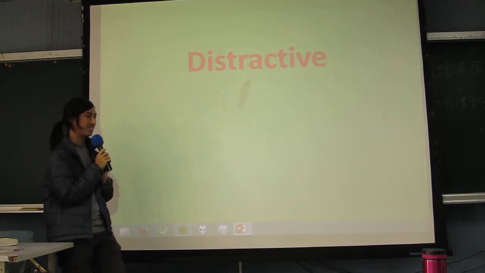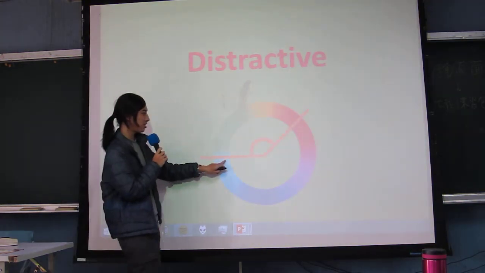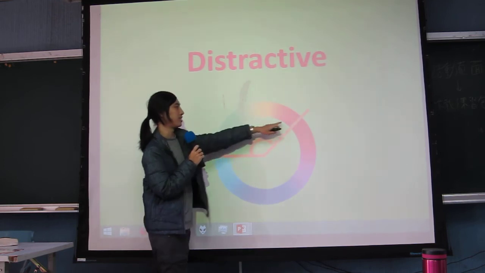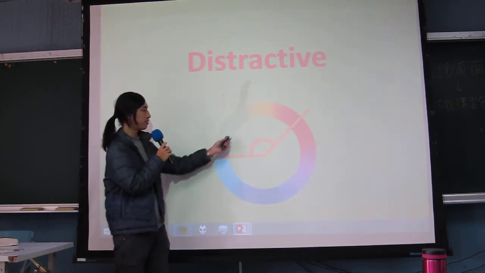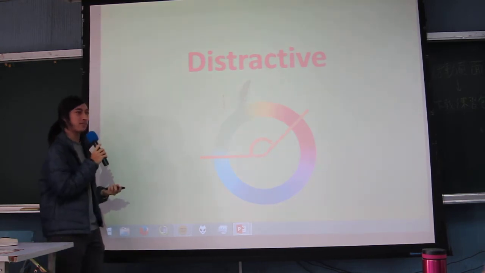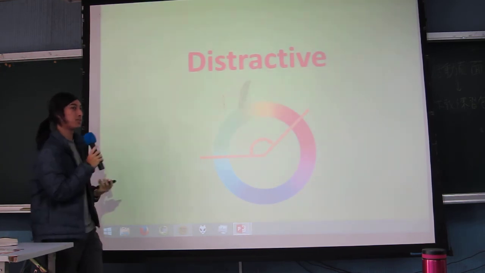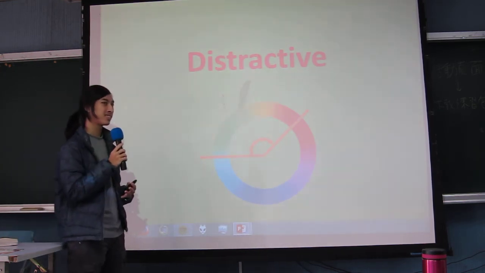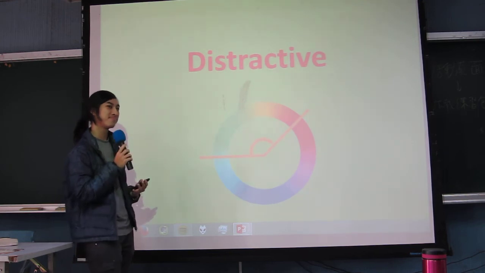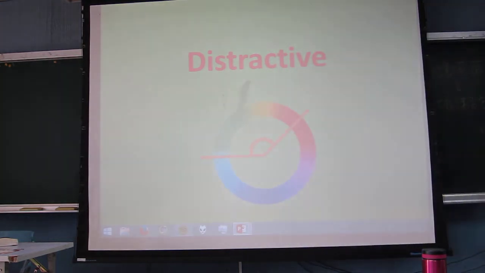Why? Let's look at the coloring. Green is here, red is there. Therefore, an angle of about 90 degrees. That's large enough, but it's still distractive. Why? Want to take a guess? Yes. Anna? Or Howard, you want to take a guess?